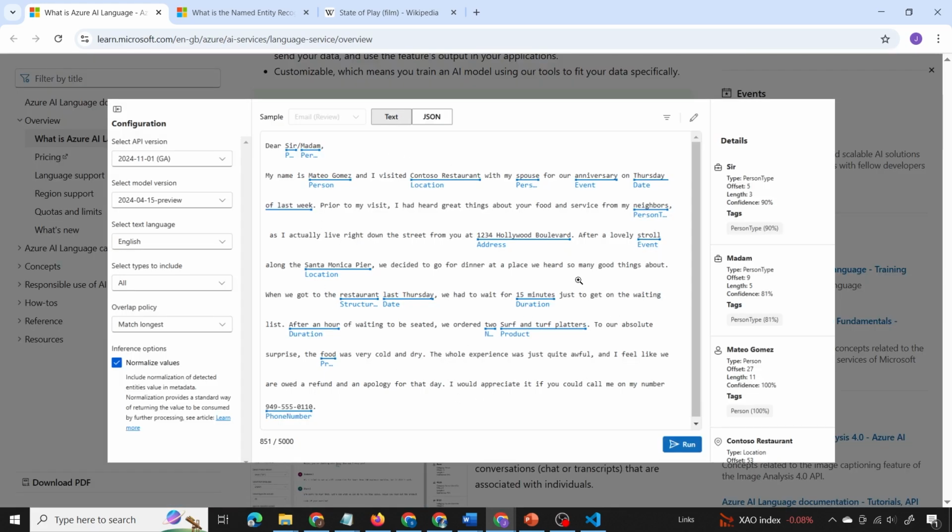So if we pass some text to AI language, it can identify the entities present in the text. So these are pre-built entities. The model can identify these pre-built entities given in the text. So it can identify the name of a person. It says it's a person and this is a location. Then anniversary, it's an event. Thursday, it's a date. So these are the entities identified by the model. So it can categorize this text into person, location, event, date, address, location, all these things. So it can identify these entities from the given text with confidence level.